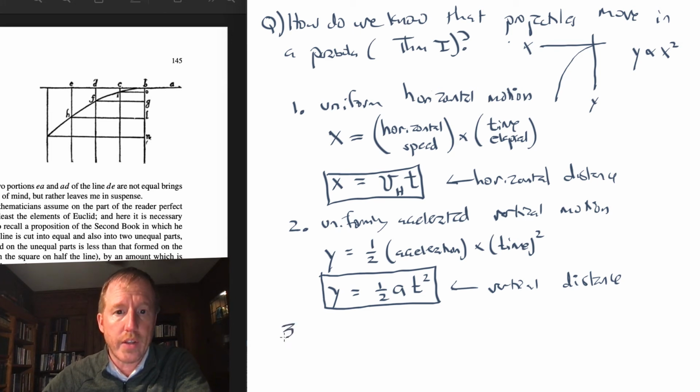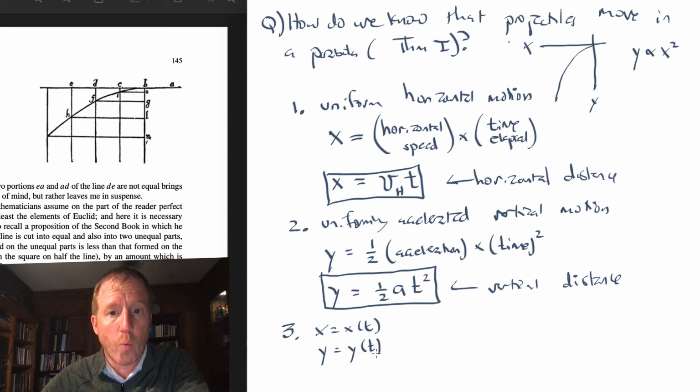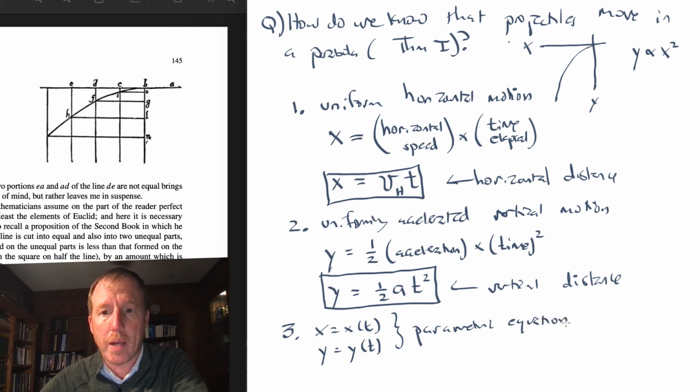Now notice that these are both parametric equations. That is, the value of x, the distance it moves in the x direction, depends on the parameter time. As time increases, the x position changes. So x is a function of time. And also y is a parametric equation: y is a function of time. So in modern parlance, we would call these parametric equations because both y and x depend on the parameter time. And now the nice thing about parametric equations, which you might remember, is that we can eliminate the variable t and write y in terms of x.